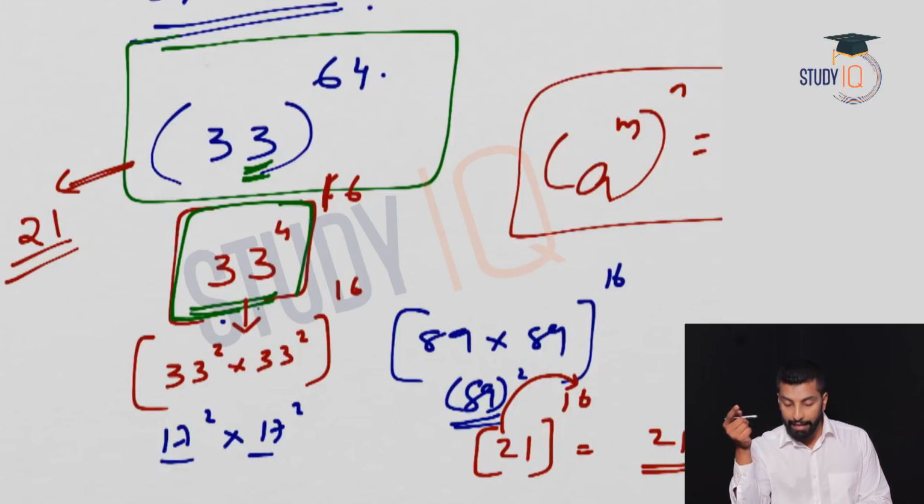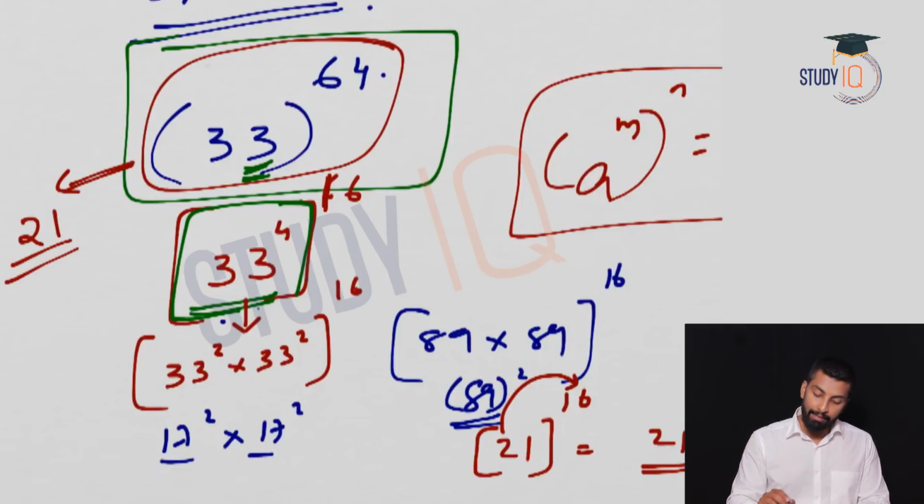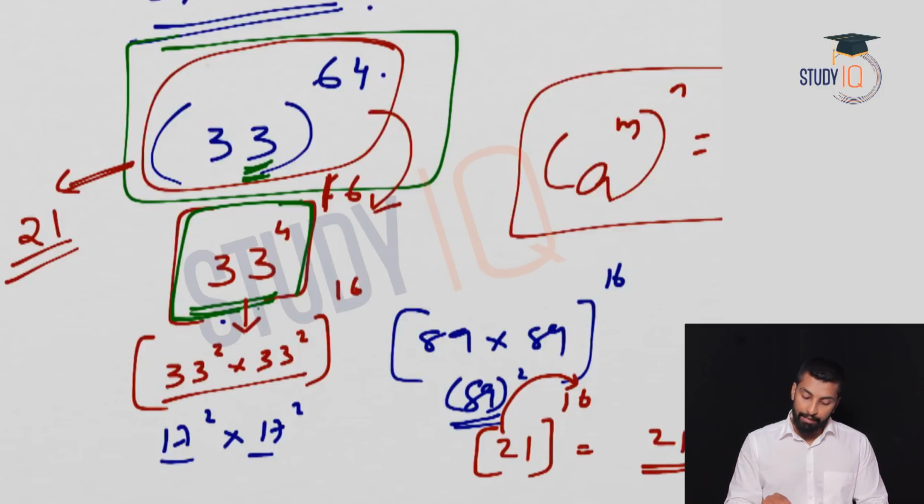Why? Let me go for a quick recap. I rearranged like this, 33 raised to 4 raised to 16. So total 64 is covered. Then I wrote it as 33 square. And to find the last two digits, I need only last two digits. So 33 square last two digits will be equal to 17 square last two digits. So I am taking the last two digits of 17 square, that is 89. 2 times 89 is coming, right?